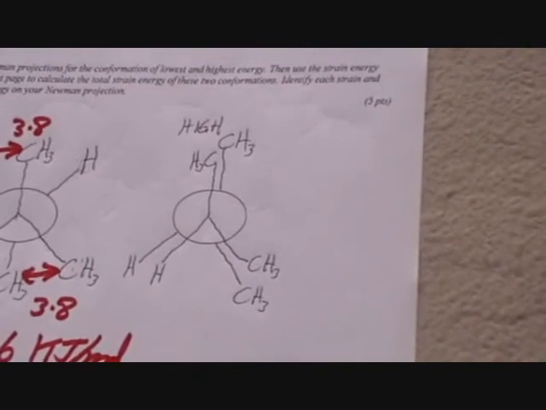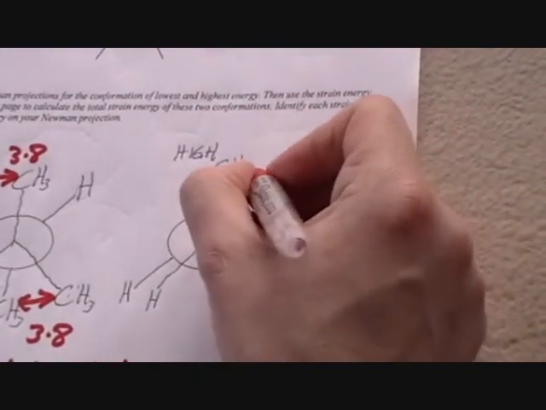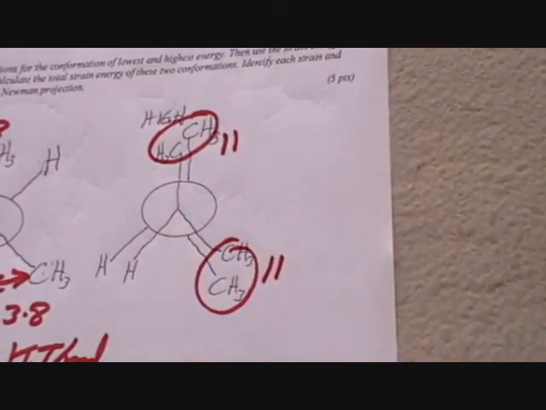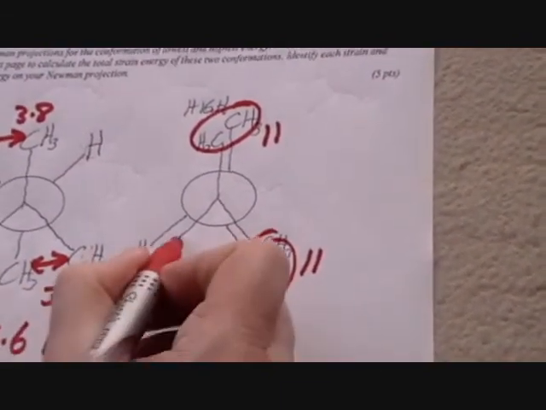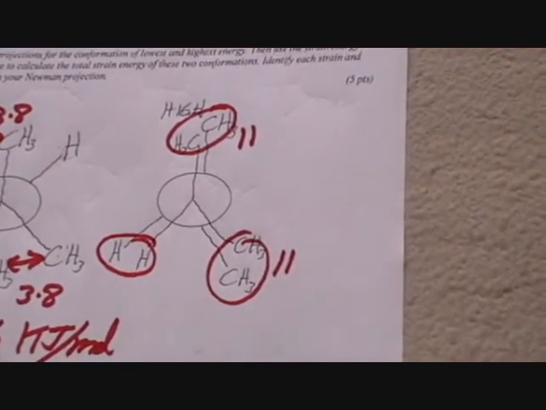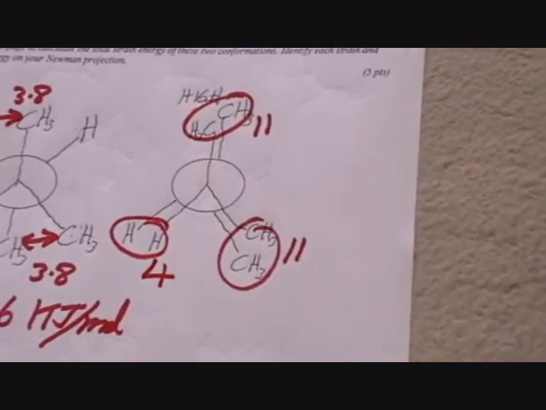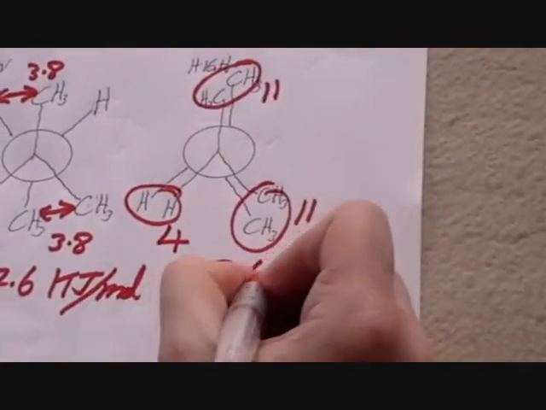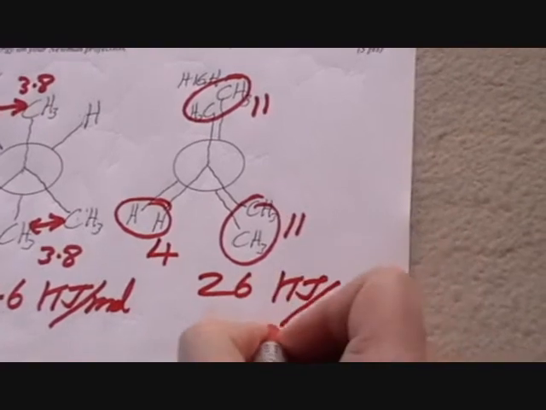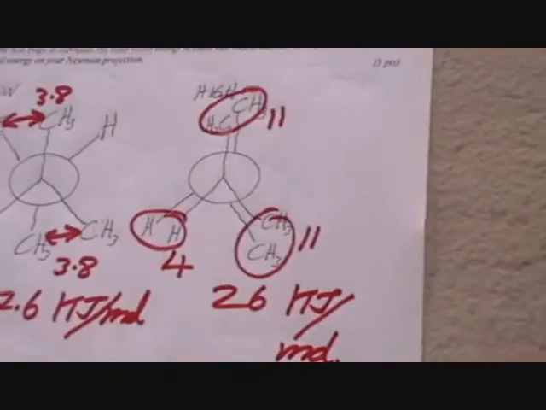So lots of strain energy here for the CH3 to CH3 groups. Of course, that was one of our worst ones, which was 11 kilojoules per mole. Another 11 kilojoules per mole. And then a hydrogen to hydrogen one here was, of course, for that eclipsed. That was a much more reasonable 4 kilojoules per mole. So that gives a total of 26 for the second conformation. So 7.6 compared to 26.